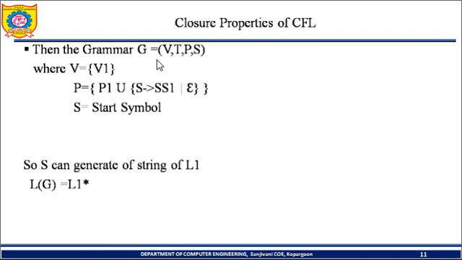Then the grammar G = (V, T, P, S), where V is equal to V1, the set of variables of V1. P is nothing but P1. Here we need to add one more variable, S as well. So V1 and S. P1 union with S → SS1 or epsilon, where P1 are the productions of the G1 grammar, and S is the starting symbol. So S can generate strings of L1. So L(G) = L1 star, and it is closed under the Kleene closure property of the CFL.